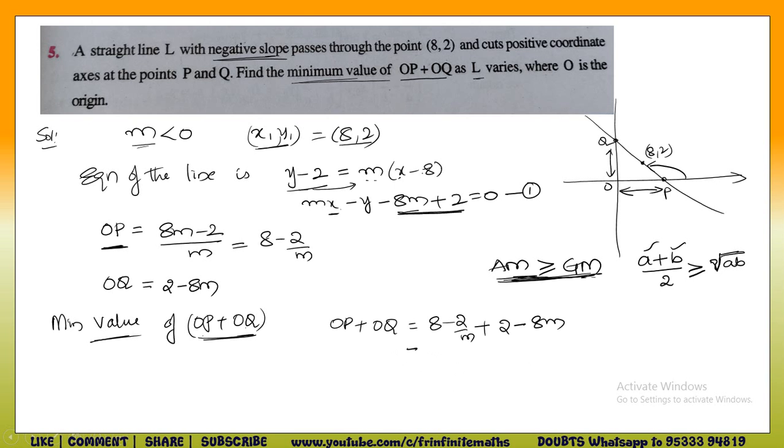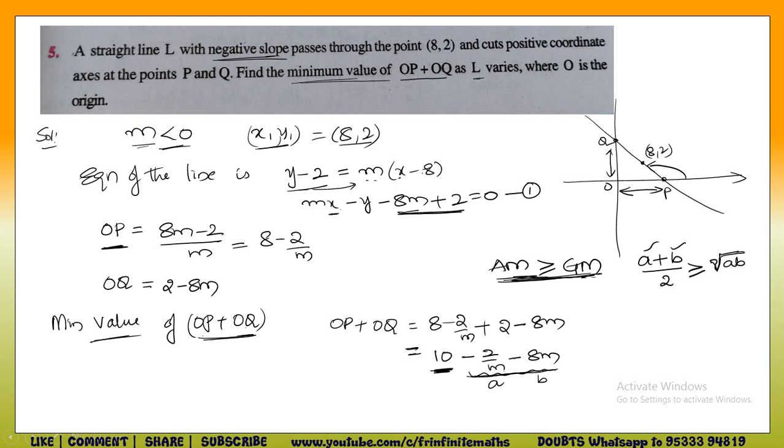Now on simplifying this, what am I going to get? 8 plus 2 is 10, minus 2 by m, minus 8m, right? So OP plus OQ is 10 minus of this. Already m is negative now. Since m is negative, negative of negative will be positive. That means minus 2 by m is positive, and minus 8m is also a positive term. Since 10 is a number, there is no need to apply the AM-GM inequality to it. For these two terms, minus 2 by m and minus 8m, we are going to apply the AM-GM inequality. This is my A and this is my B.